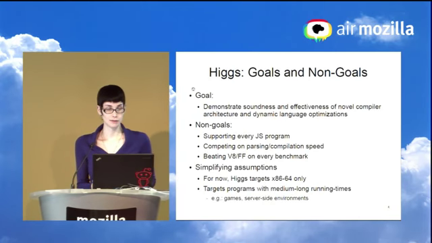So the goal of the Higgs project is to demonstrate the soundness and the effectiveness of a different compiler architecture and dynamic language optimization strategy. The goal isn't to support every JavaScript program out there or to compete directly with commercial compilers like V8 and Firefox on every benchmark, but rather to demonstrate the validity of the strategy itself. And so for now we're making some simplifying assumptions. We're targeting x86-64 only, and we're targeting programs with medium to long running times, so things like games and maybe server-side environments.